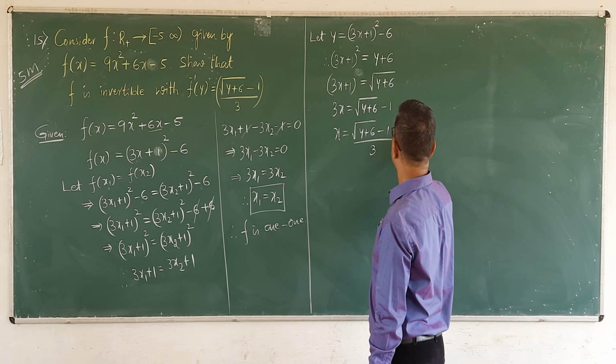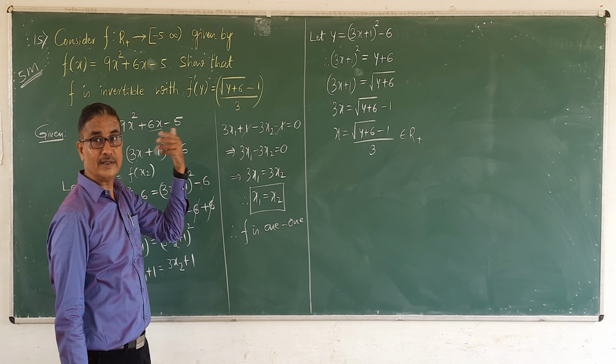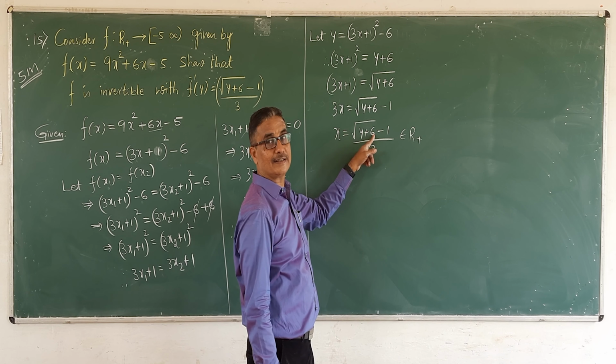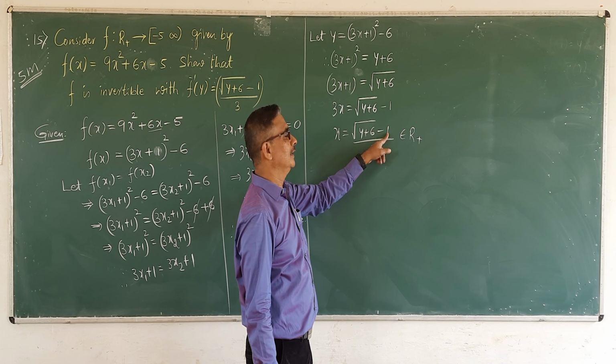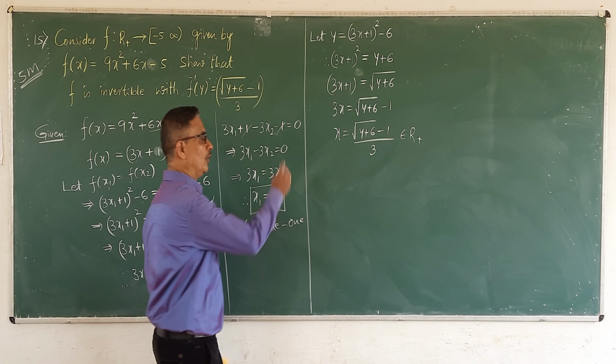If you take less than minus 5, what happened? Take more than minus 5. Less than minus 5 means minus 4, minus 6, minus 7, minus 8. If you take minus 6, minus 6 plus 6 is 0, 0 minus 1 is minus 1, so that is minus 1 by 3. It is a negative number, but x belongs to only positive real numbers, not negative real numbers. That's why the condition is a semi-closed interval. Okay, we got the x value.